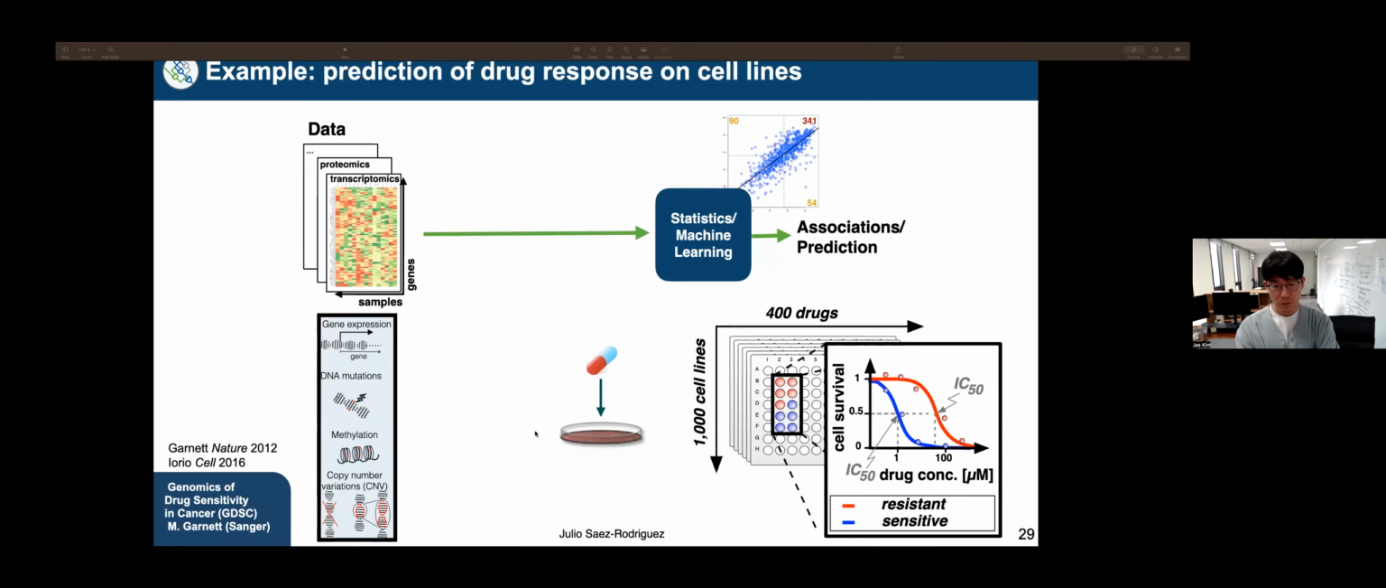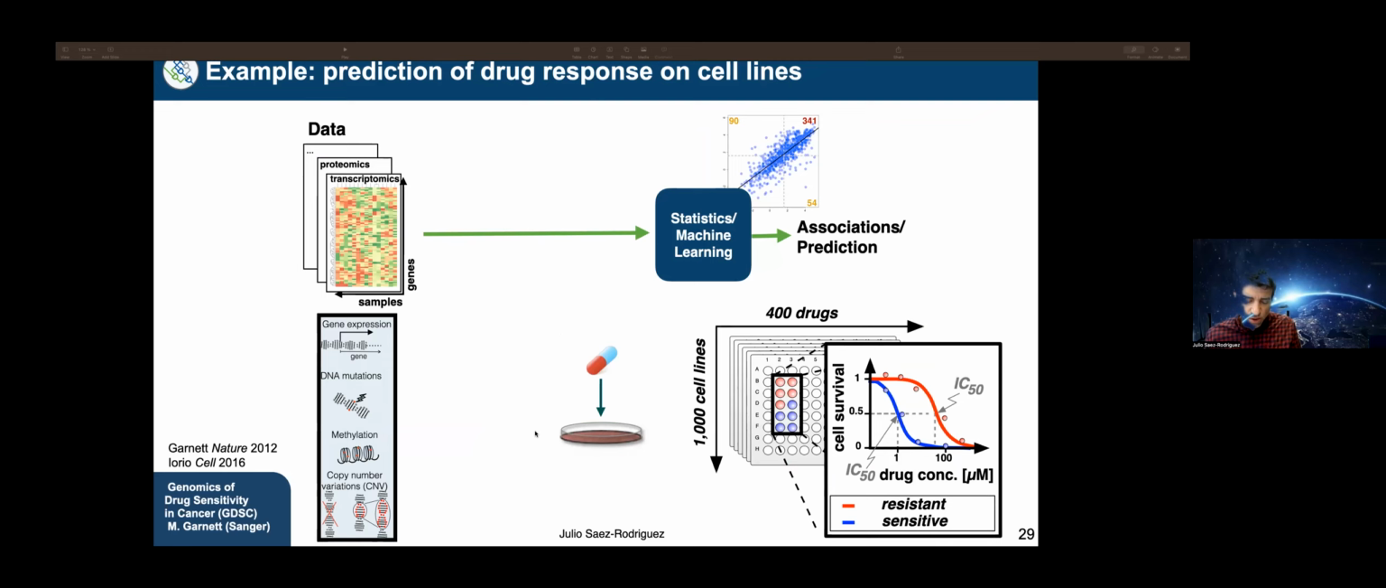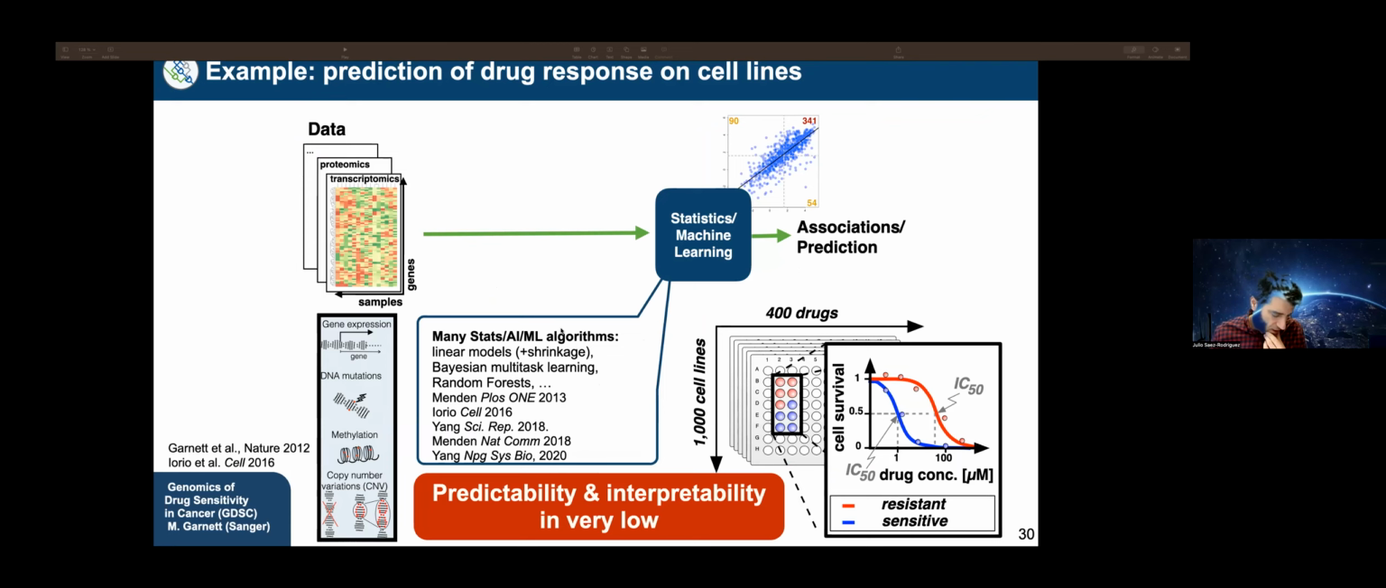I want to go back now to the first example I showed you before, so I'm switching gears again, and not so much on the single cell. So I told you how we started to analyze a lot of this drug response data with machine learning, and we found that machine learning didn't work very well. So that's one of the motivations to use prior knowledge.